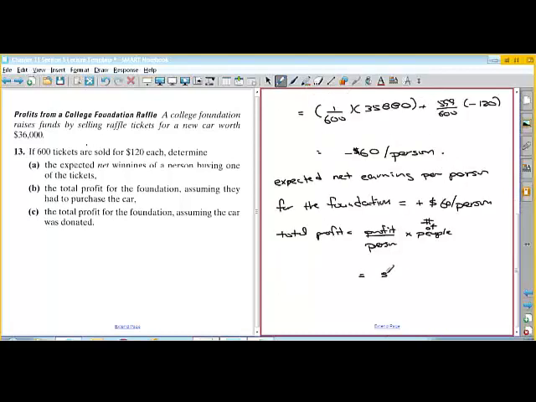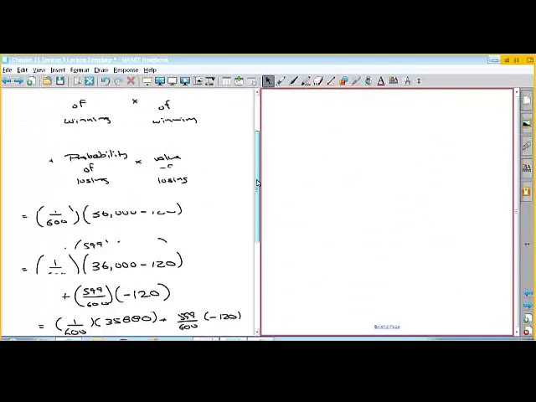So number of people. What you get is $60 per person times 600 people, and that's $36,000. So that's the net profit, using the net winnings per person being the net earnings for the foundation. The other way is to look at it from a global standpoint. How much did I spend on the raffle? How much did I get back from the raffle? So that's the second way of doing it. I want you to be able to do it both ways if I ask you this question.